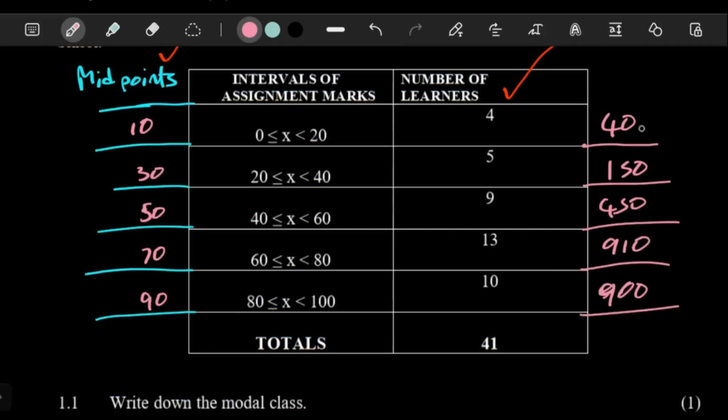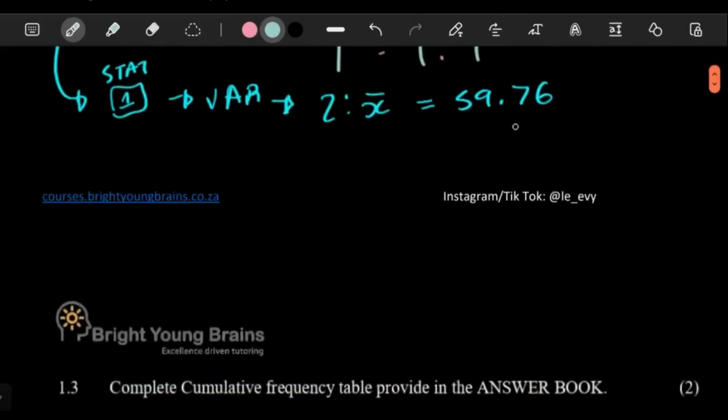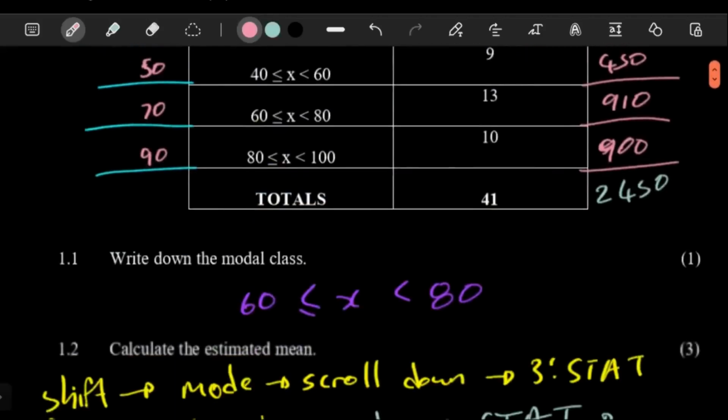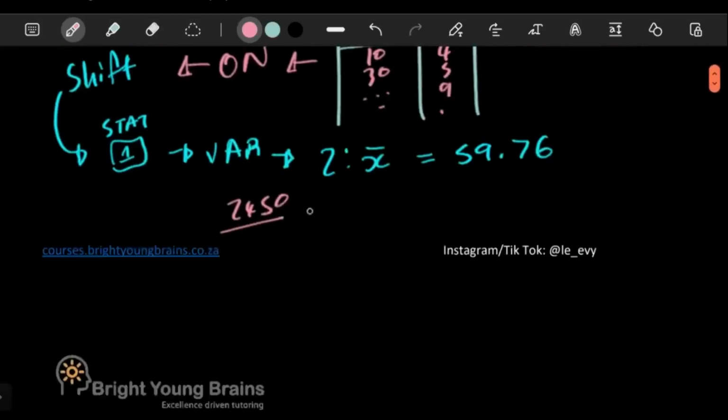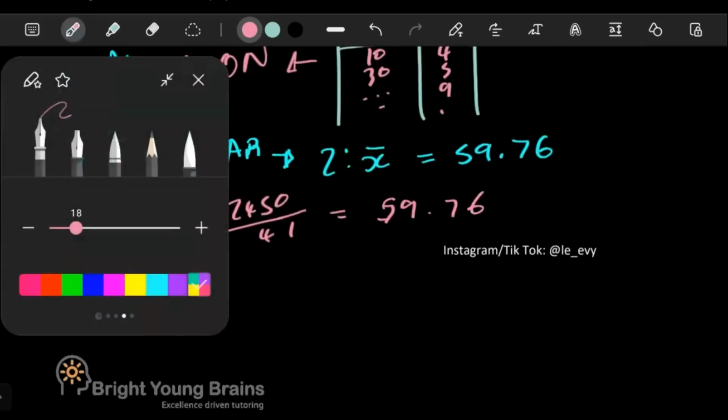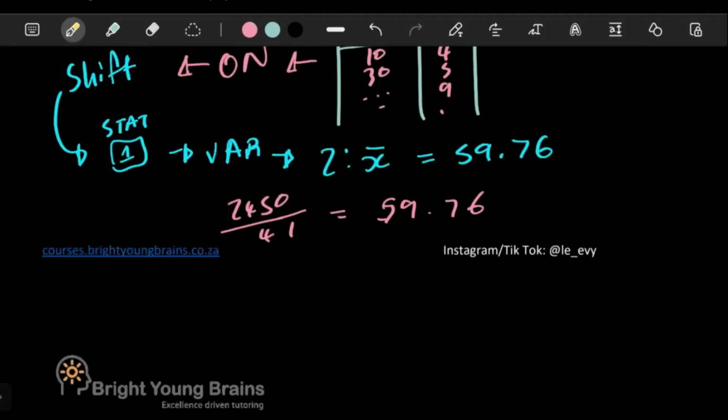And these numbers, they add them up and then divide by how many learners you're dealing with. These numbers added up, you get 2,450. So to get this number here, all they did was 2,450 divided by how many learners? 41 people. 41, which gave you this 59.76. That's how you get it, and your calculator can get you that data.